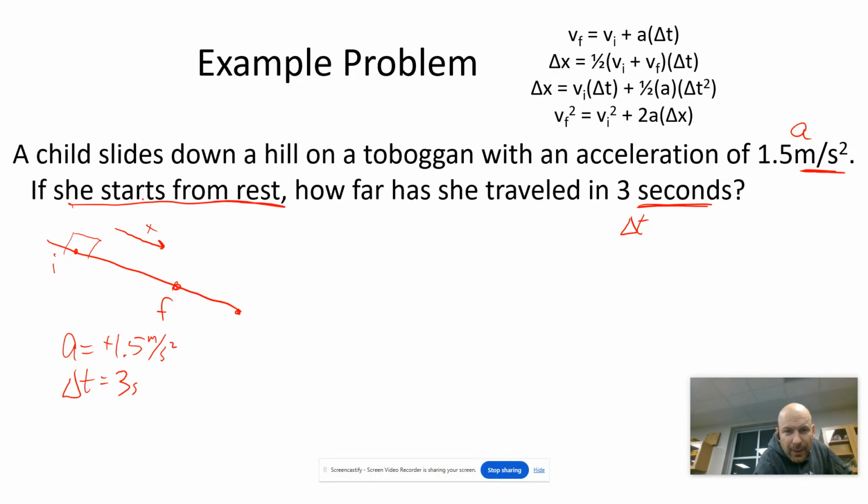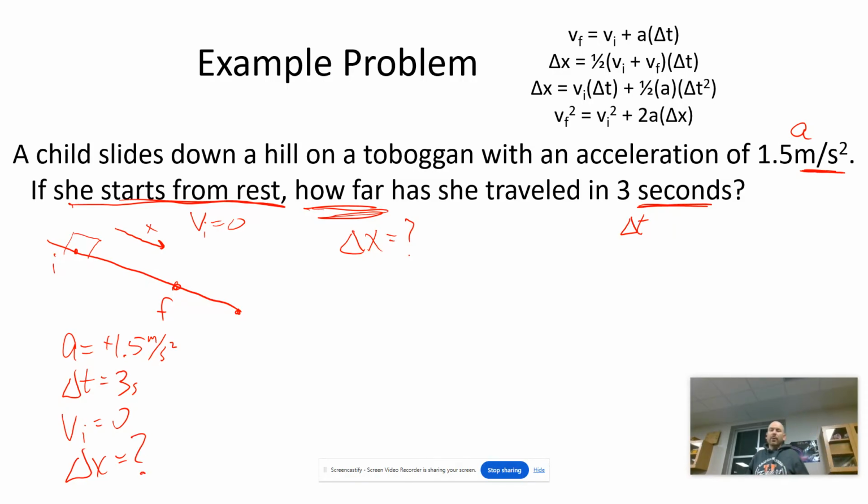So she starts from rest. That tells us our initial velocity is equal to 0. If you start from rest or if you end at rest, your final velocity is 0. So here, initial velocity is equal to 0. Sometimes you have to read the context of the problem. And how far, that is delta x. I'm looking for that. So I've got 3 values identified, and the 4th one I'm looking for.